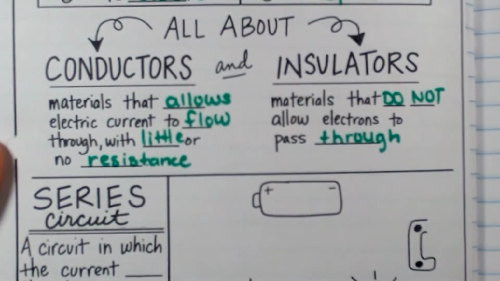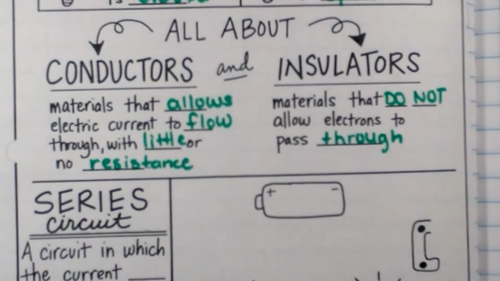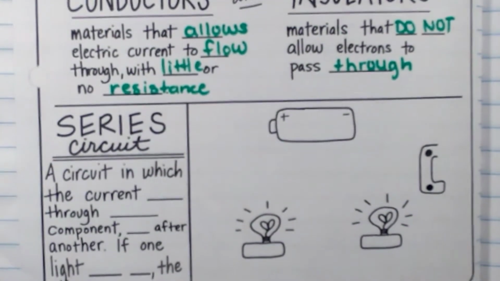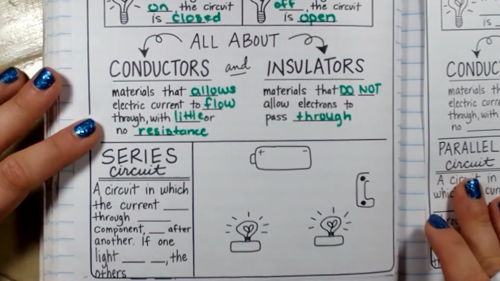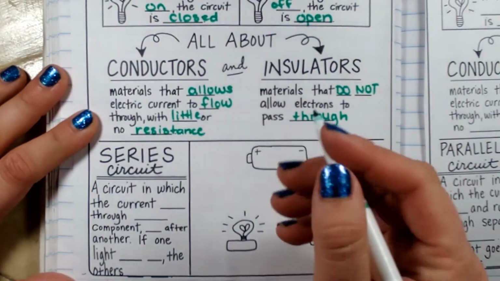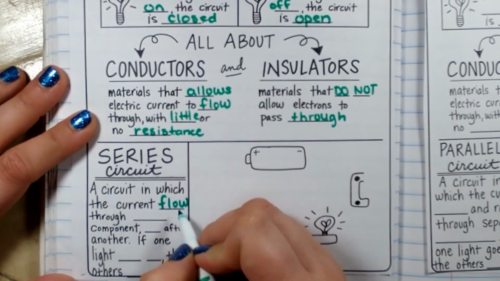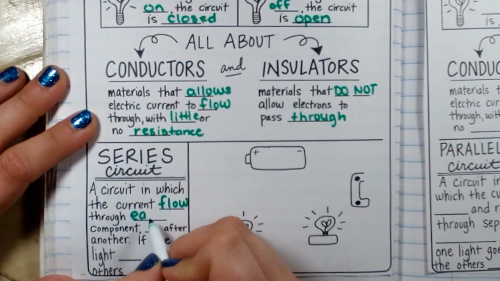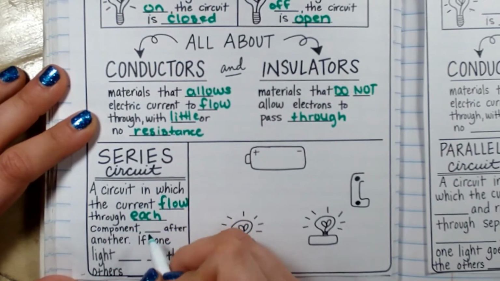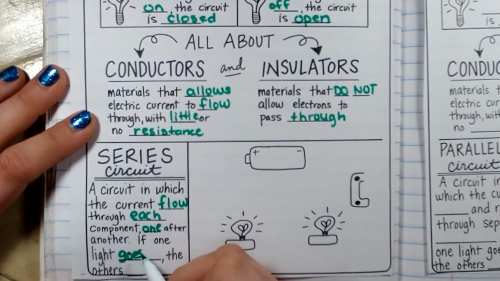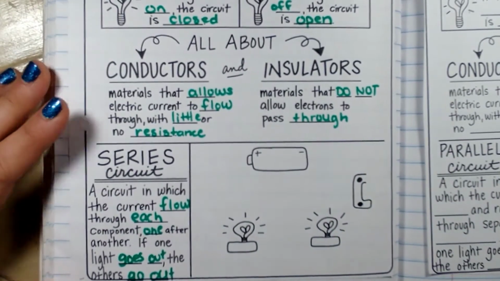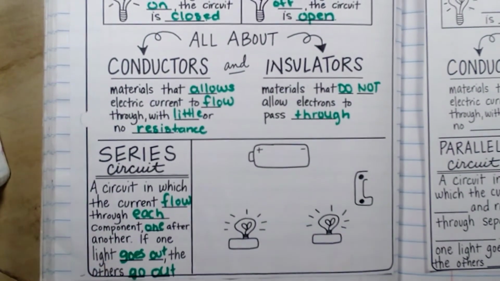Okay, now let's talk about a series circuit. A series circuit is one of the circuits that we will learn about in this unit. A series circuit is a circuit in which the current flows through each component, one after the other. If one light goes out, the others go out. So in other words, if one part of this circuit goes out, the rest of it does too. So we're going to draw the complete path here.